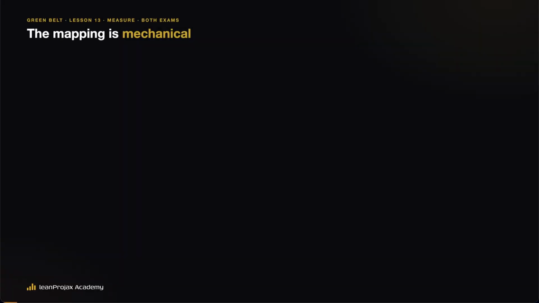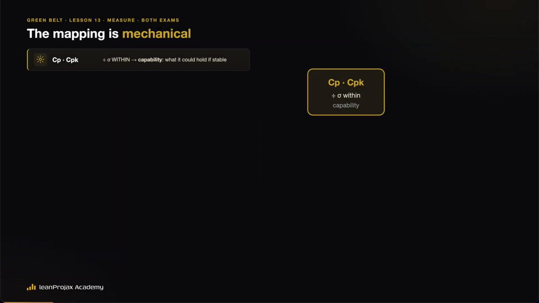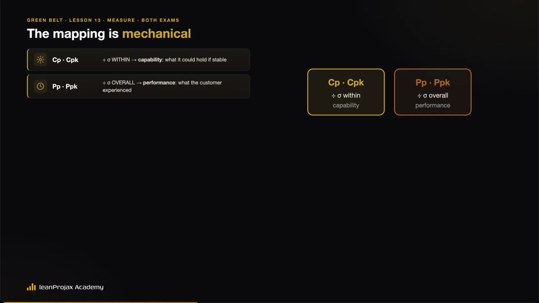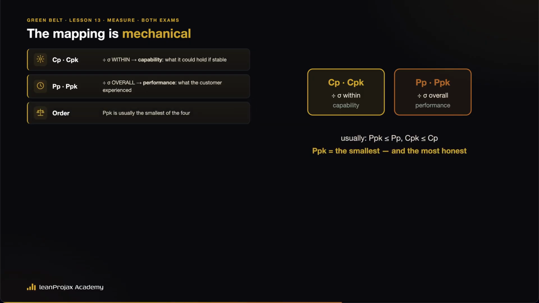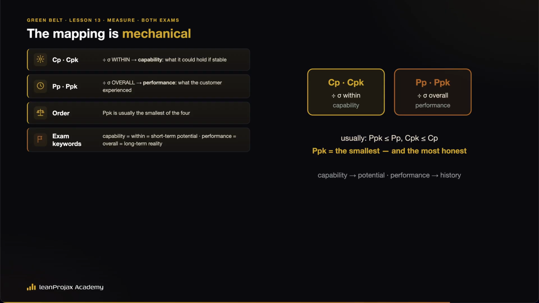The mapping is mechanical. CP and CPK divide by sigma within, that's capability, what the process could hold if it stayed stable. PP and PPK divide by sigma overall, that's performance, what the customer actually experienced, drift included. So PPK is usually the smallest of the 4, and the exam keywords are exactly within and overall. C for capability, think short-term potential. P for performance, think long-term reality.